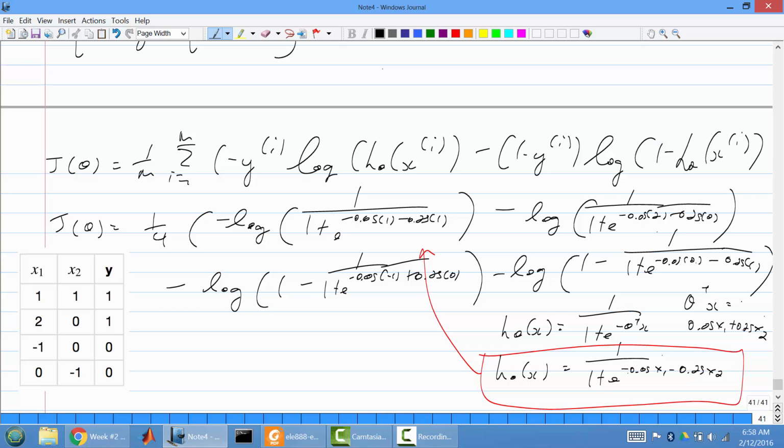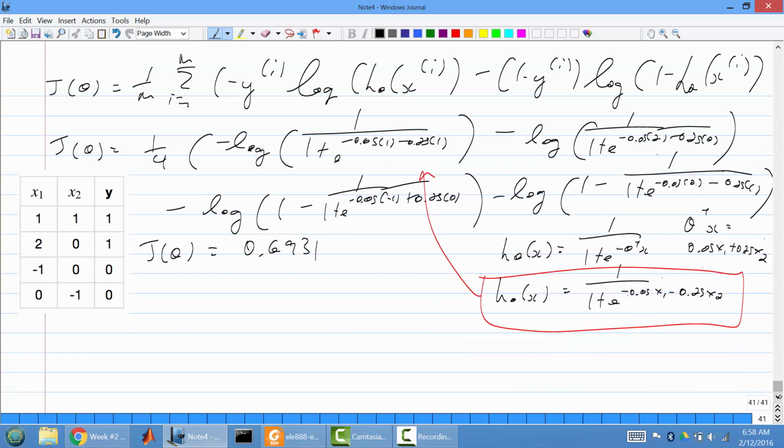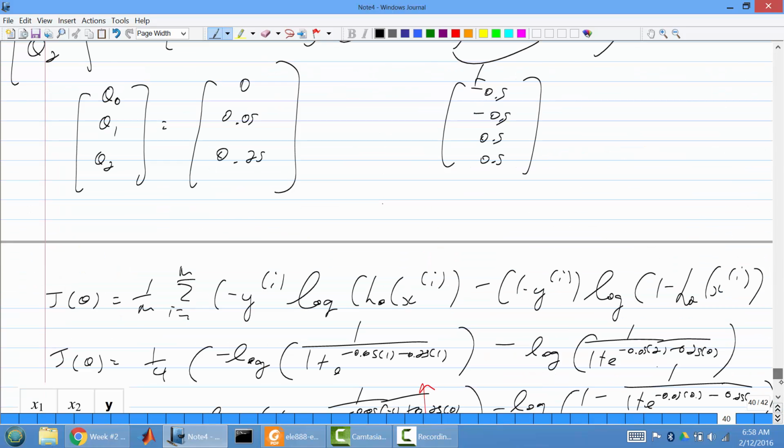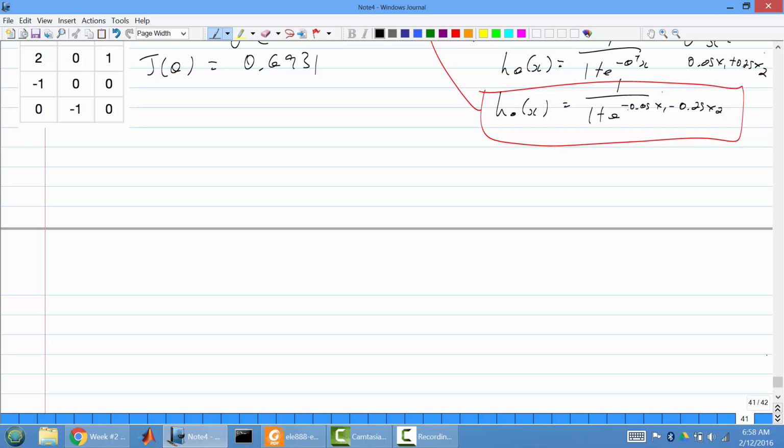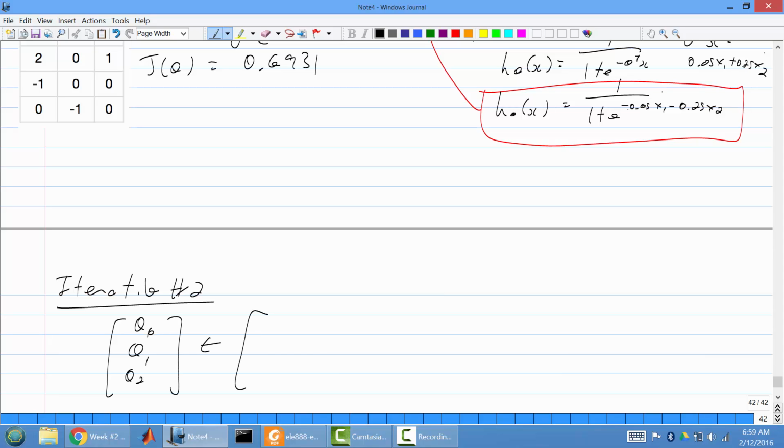Okay, so when you compute all this stuff, J of theta is finally equal to 0.6931. Okay, that's how you compute it the first time. I'm not going to do it again, so I'll let you figure that out on your own, but I'll just give you the answers. Okay, so this is iteration 2. Make the update. So this was 0, 0.05, and 0.